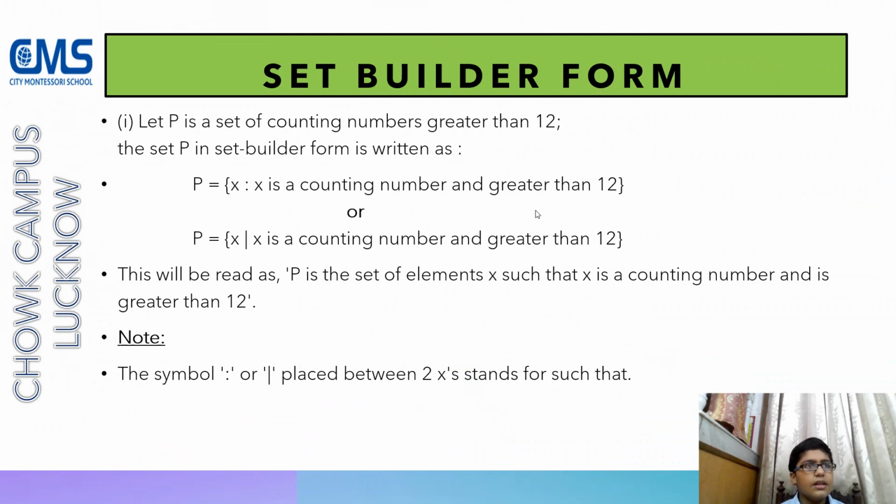For example, let P be a set of counting numbers greater than 12. The P in set builder form is written as P equals {x : x is a counting number and greater than 12}.